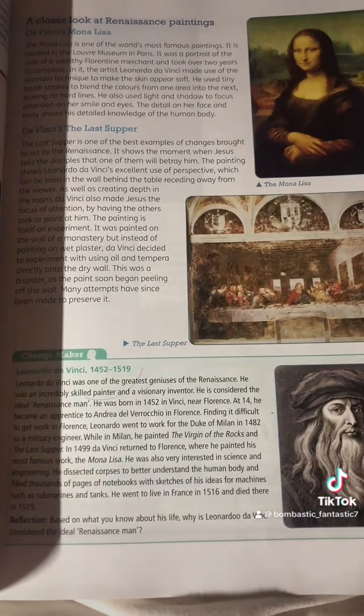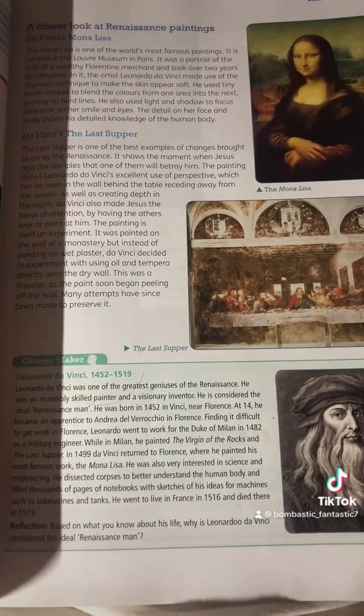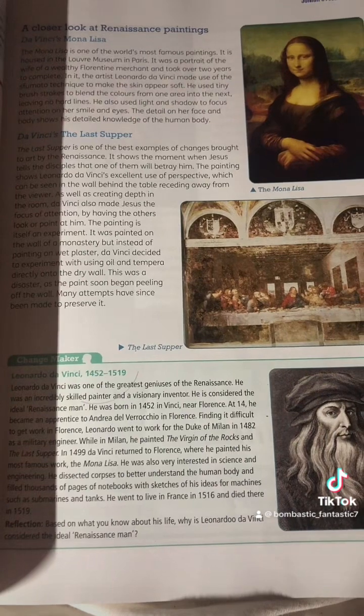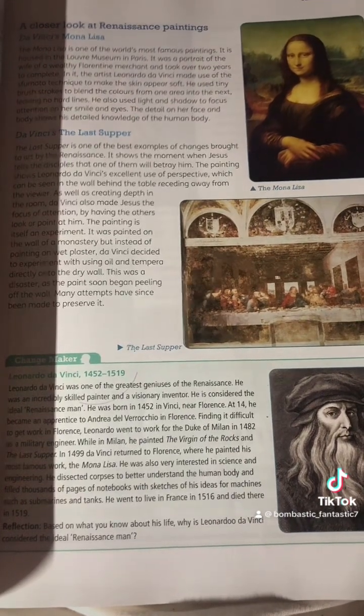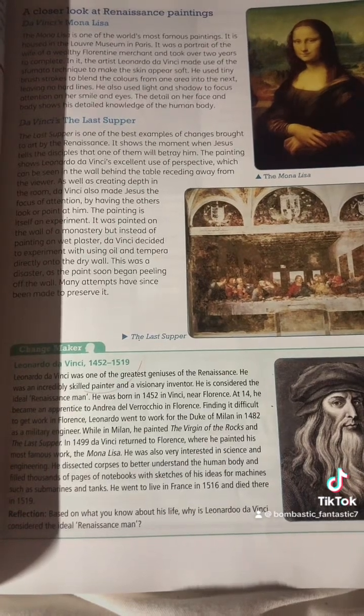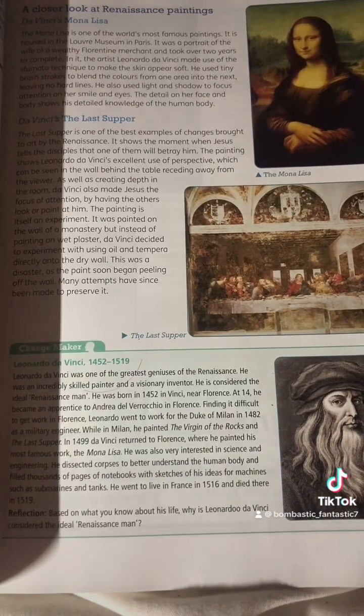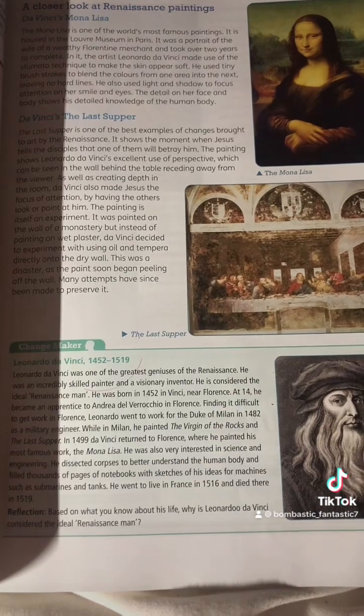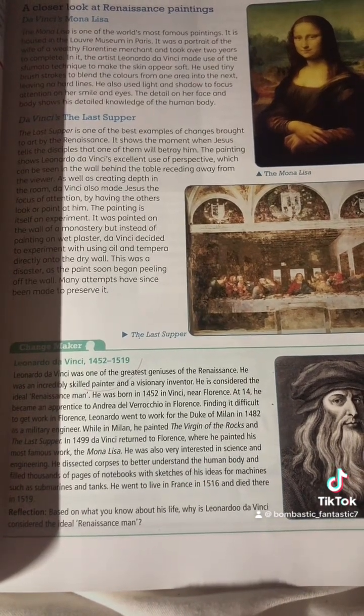Leonardo da Vinci, changemaker. 1452 to 1519. Leonardo da Vinci was one of the greatest geniuses of the Renaissance. He was an incredibly skilled painter and a visionary inventor. He is considered the ideal of the Renaissance man.